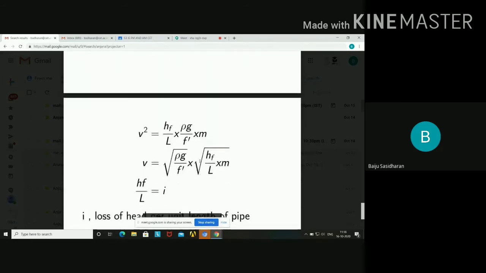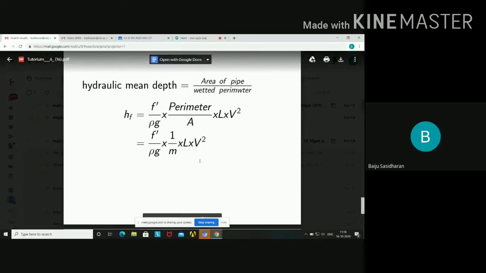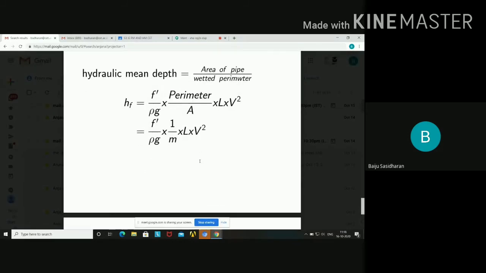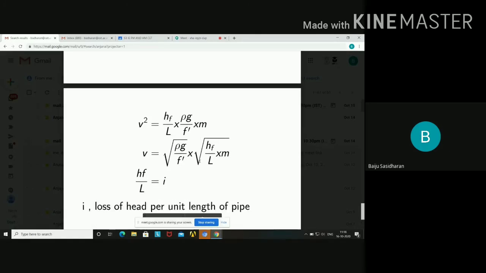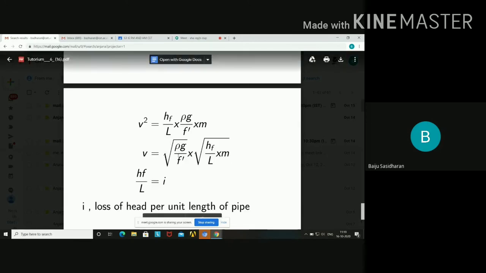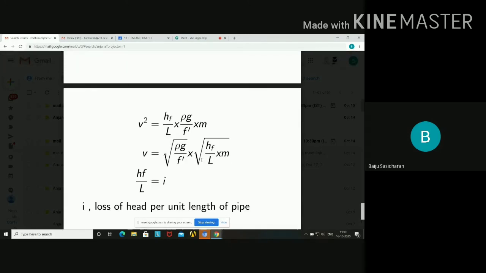Okay, and from that expression, you have to find another expression for V squared. Then V squared is equal to hf by L into rho g by f dash into m. And in this, V is equal to root of rho g by f dash into hf by L into m. This manipulation is for some adjustment of the expression, so that this hf by L will be indicated as i. That i is loss of head per unit length of pipe.